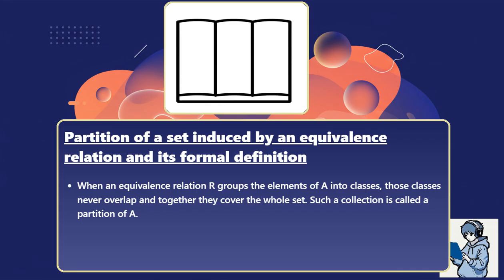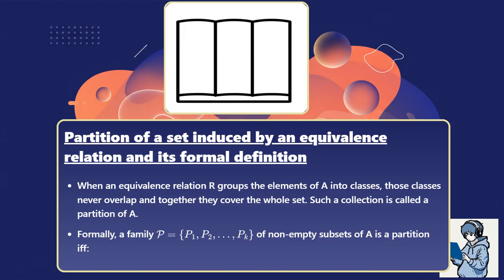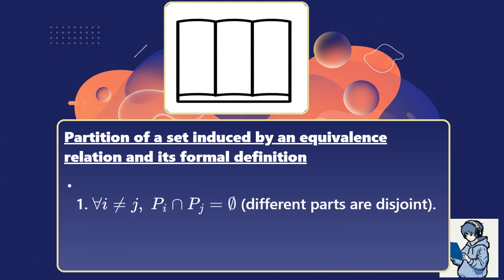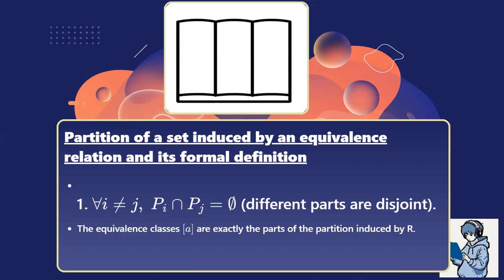When an equivalence relation R groups the elements of A into classes, those classes never overlap and together they cover the whole set. Such a collection is called a partition of A. Formally, a family P equals the set {P_1, P_2, ..., P_k} of non-empty subsets of A is a partition if and only if the union from i equals 1 to k of P_i equals A, so every element belongs to at least one part, and for all i not equal to j, P_i intersect P_j equals the empty set. Different parts are disjoint. The equivalence classes [a] are exactly the parts of the partition induced by R.